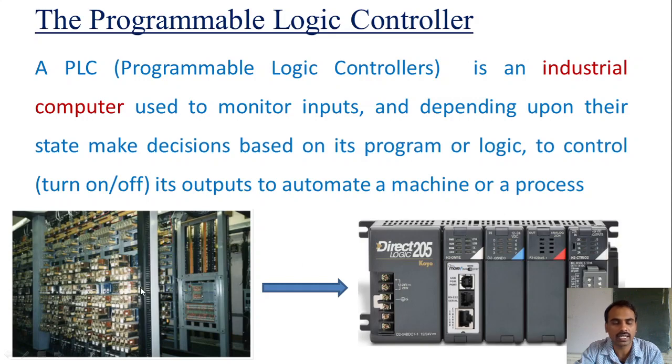You can see here the relay systems which were used in earlier days to automate a process or a machine. You can see how complex it was. Later, as said, in the 1960s PLCs were discovered, and then they evolved such that they can be effectively used to automate a machine or a process. You can see how a PLC looks. This is the basic introduction to PLC.